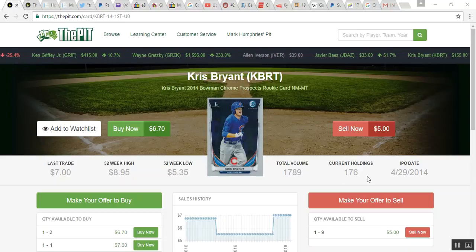The current holdings of 176, that represents how many Kris Bryant 2014 Bowman Chrome Prospects cards, ungraded, are held at the pit. Of course, the majority of these cards are owned by pit members.